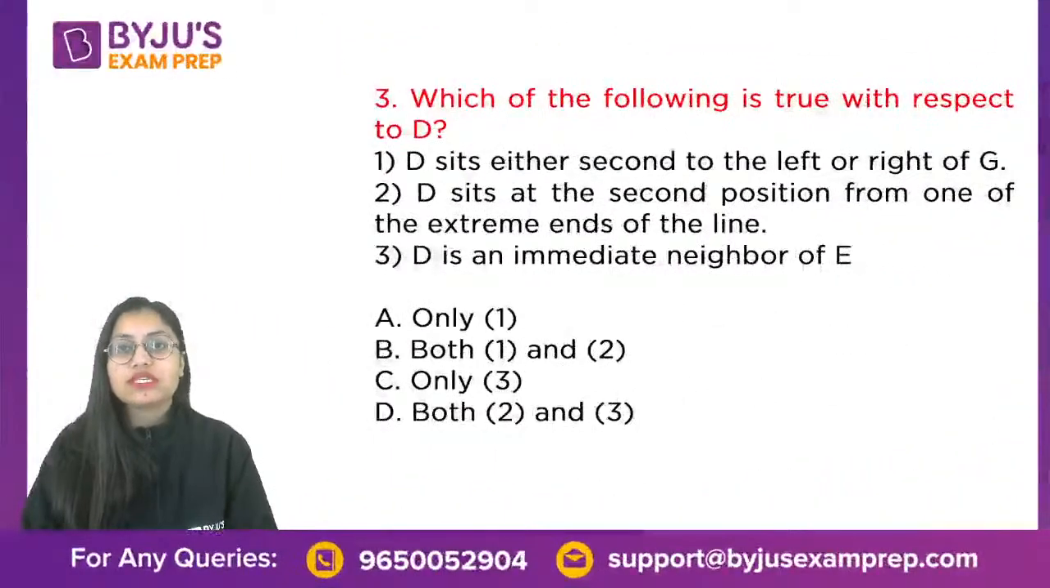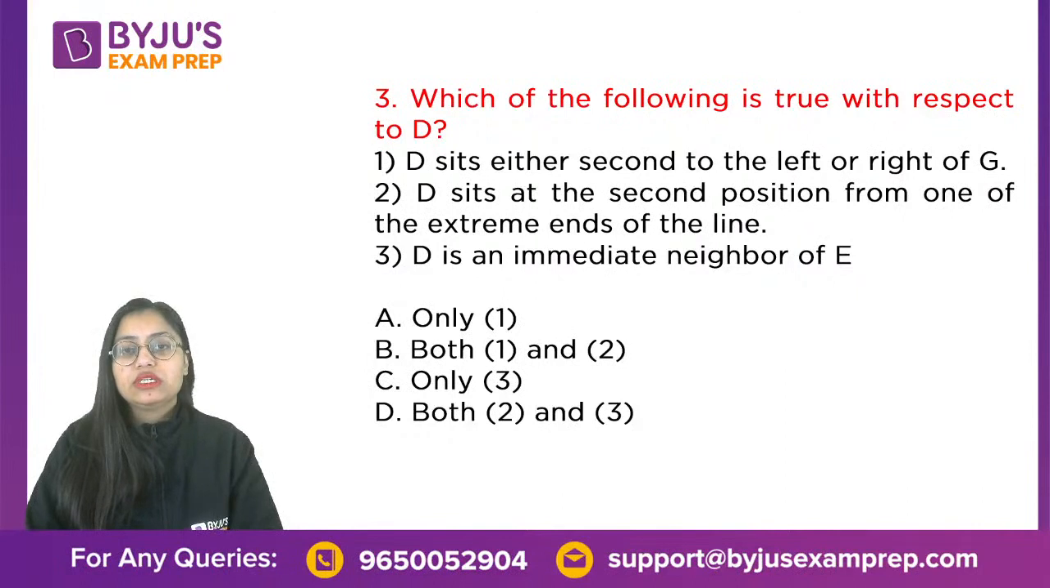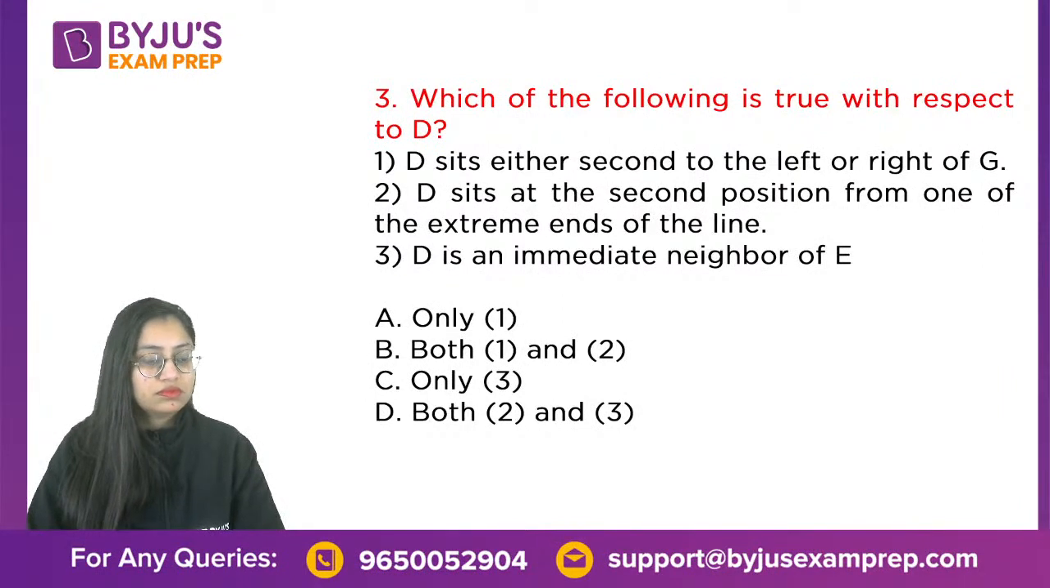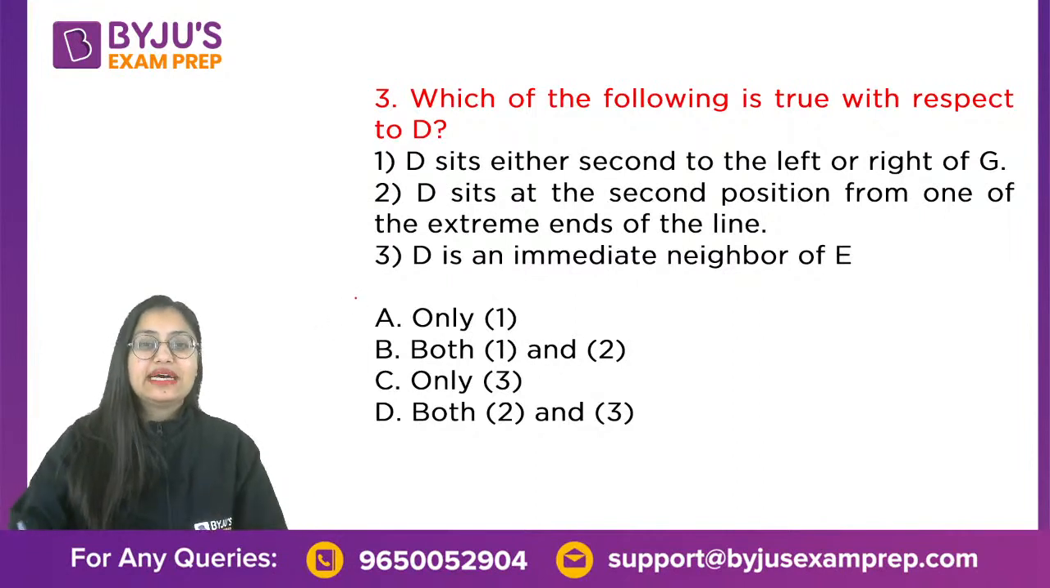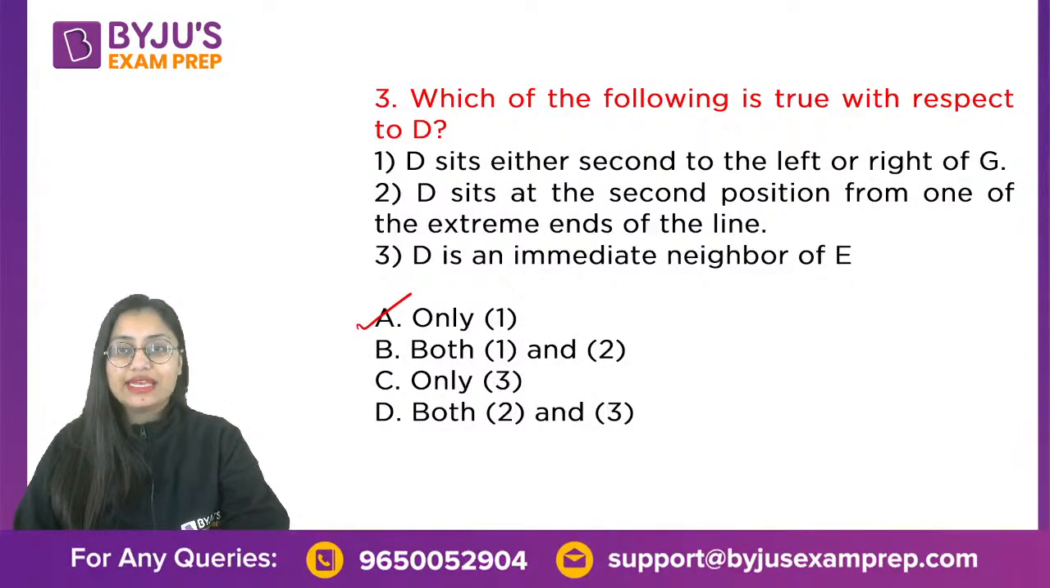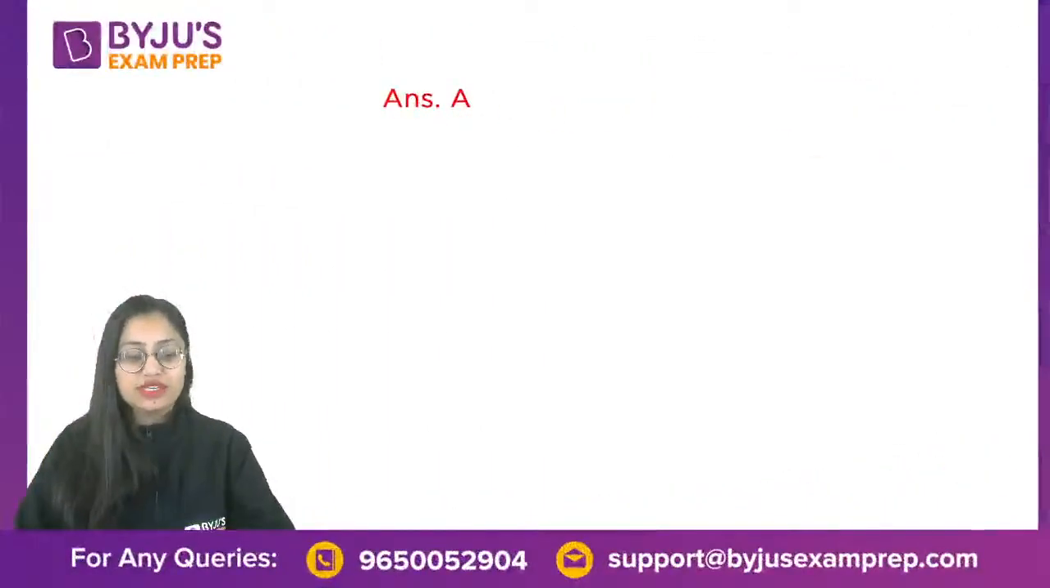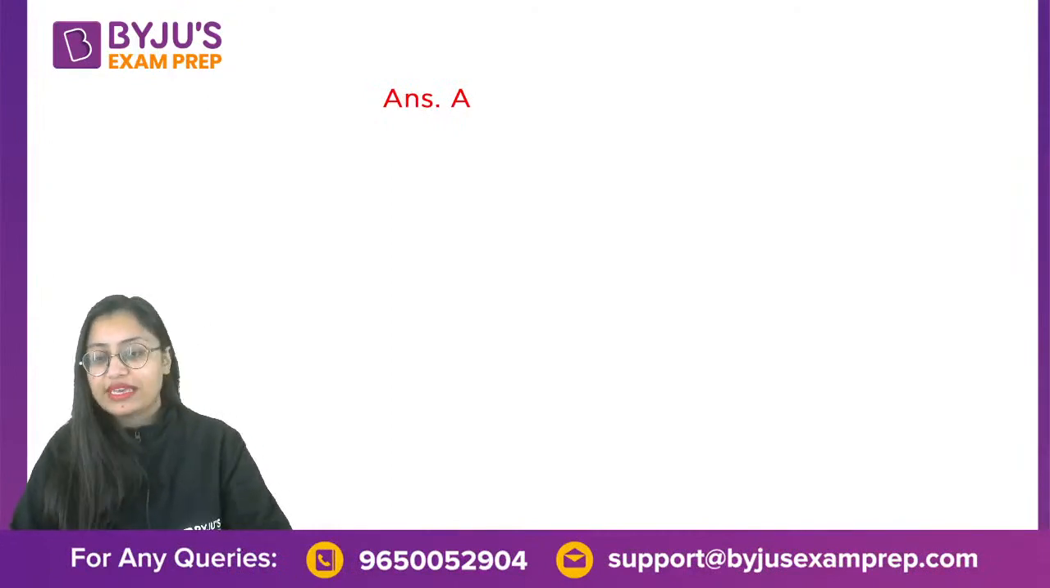The next question based on this is, which of the following is true with respect to D, the person D? So start with any statement and try to eliminate options. The correct answer to this question is option A. It is D, who sits either second to the left or second to the right of G. I'm going to explain the entire question so you do not have to worry about why these answers are there.